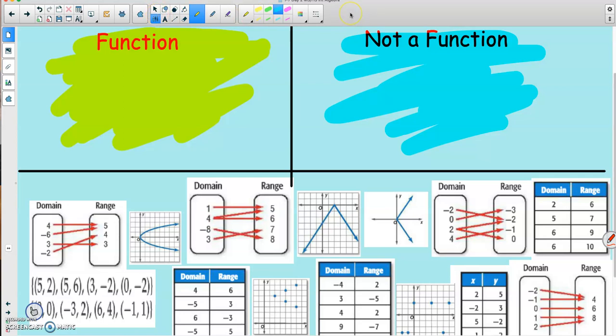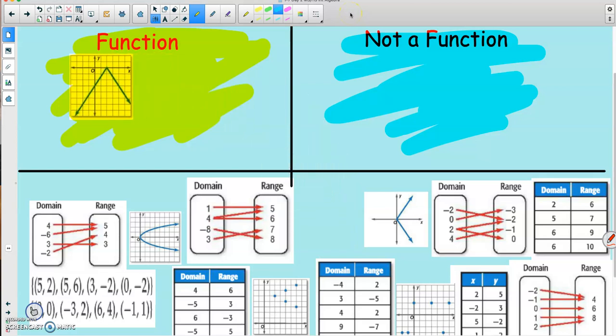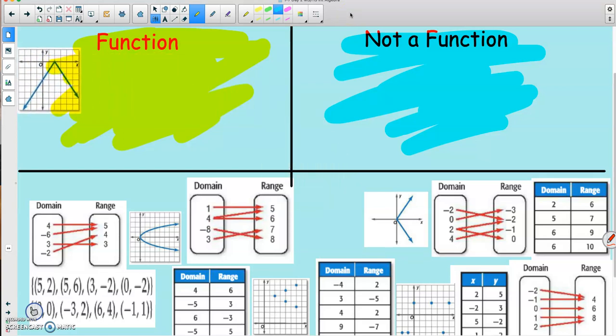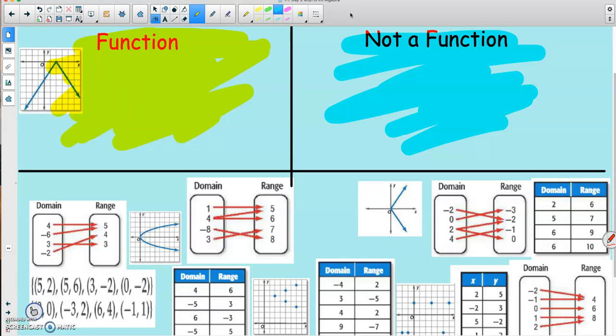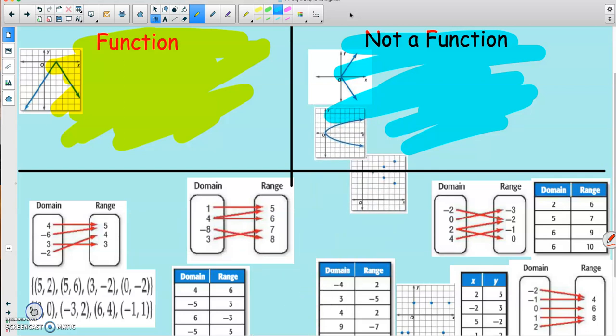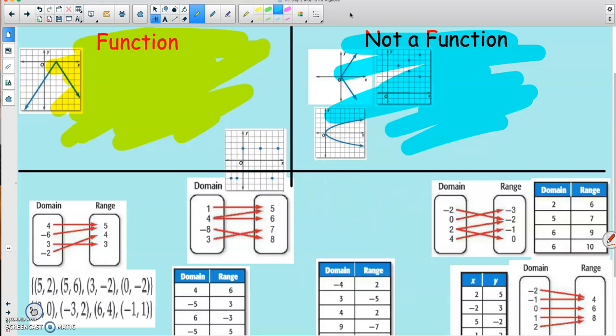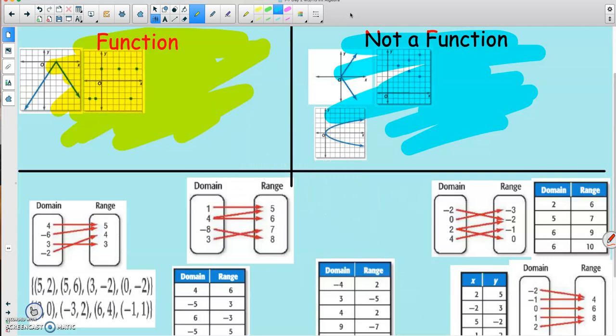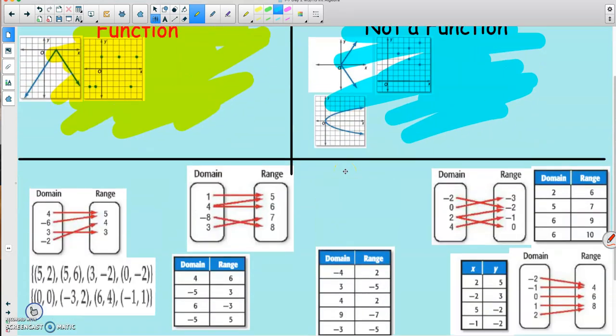So if it's a graph and it passes the vertical line test, it's a function. So this is a function. This is not a function. This is not a function, because if I do vertical lines, it's going to touch more than once. This one's also not a function. And this one is a function. And I think that's all for my graphs.